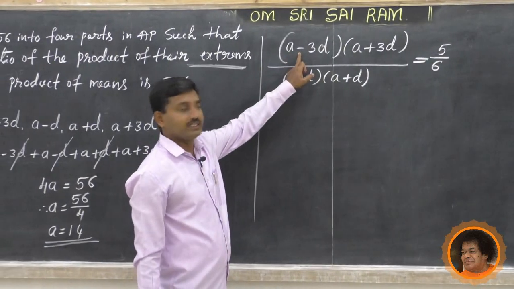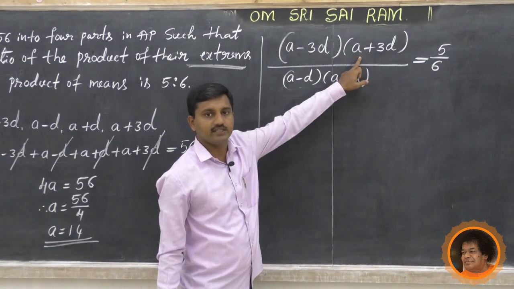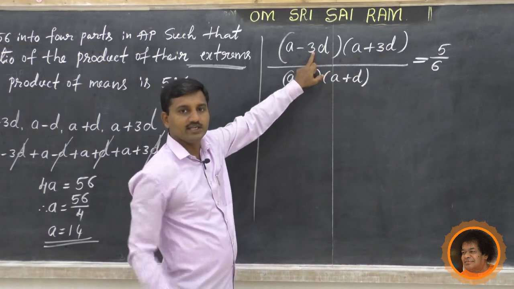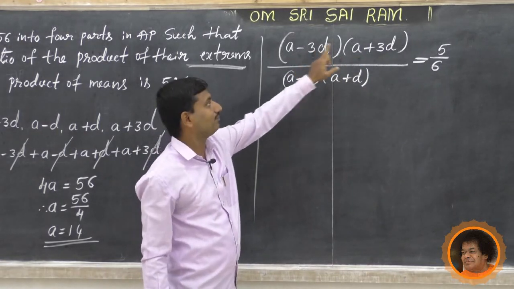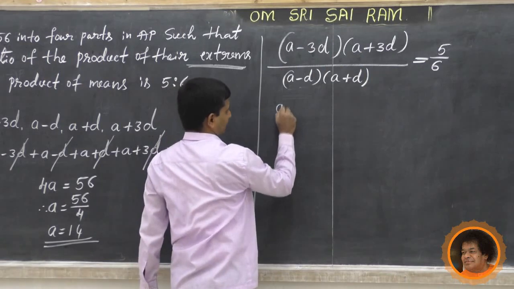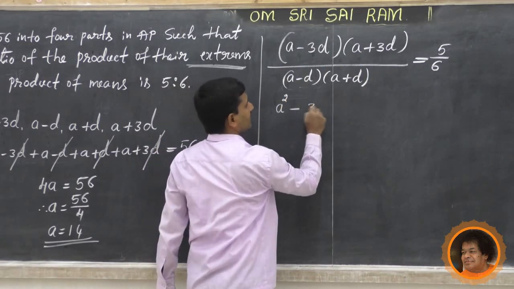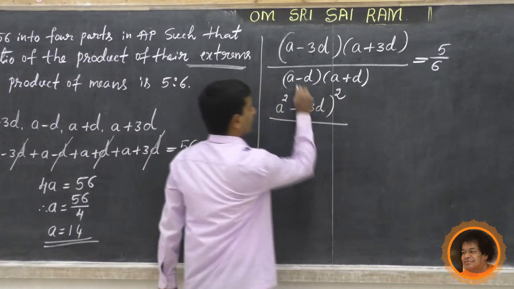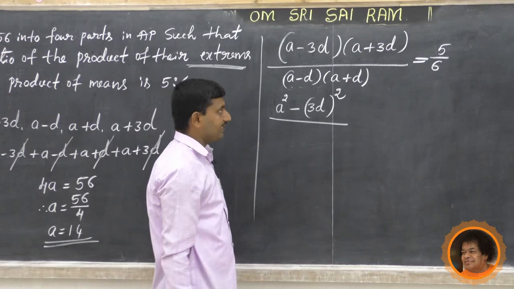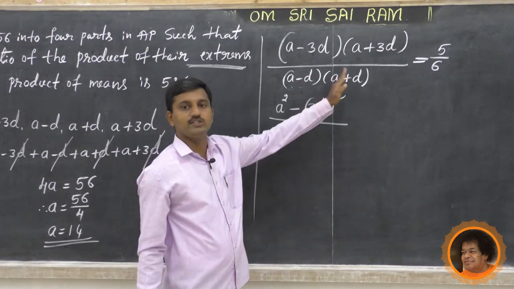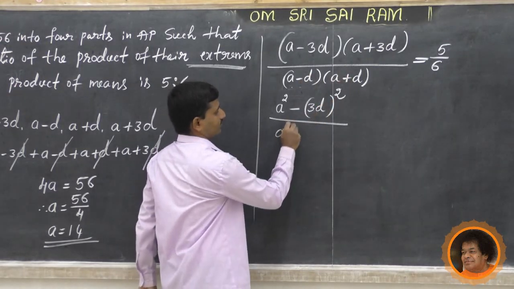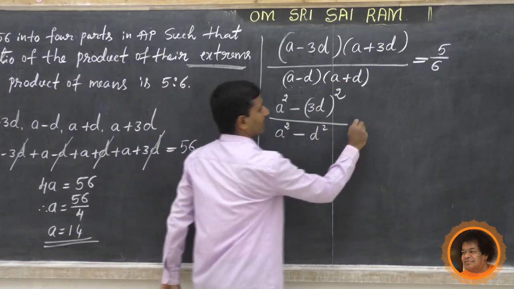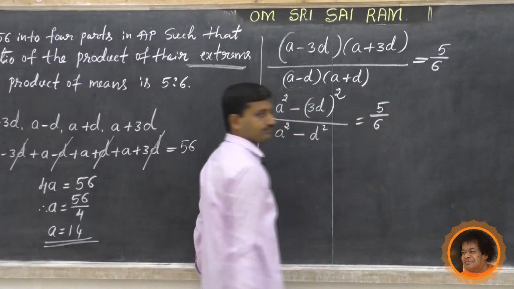Just look at the numerator, a minus 3d into a plus 3d, in the form of a plus b into a minus b. You know the identity: a plus b into a minus b is a square minus b square. So here a square, the first term squared, minus b square, that is 3d whole square, divided by a minus d into a plus d, which is also in the form of a plus b into a minus b: a square, square of the first term, minus b square, here b equal to d, so d square, equal to 5 by 6.